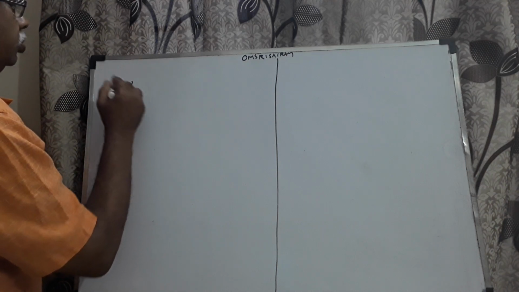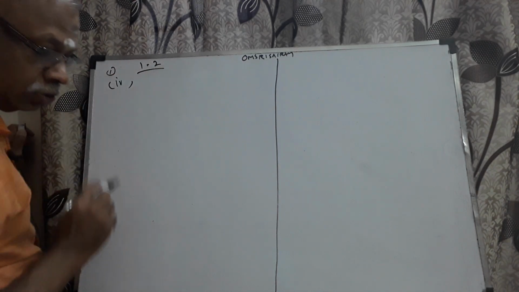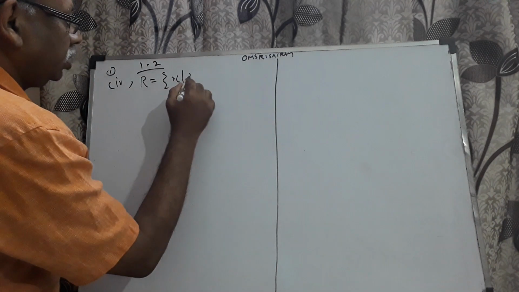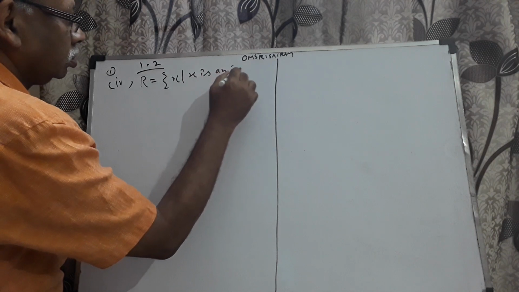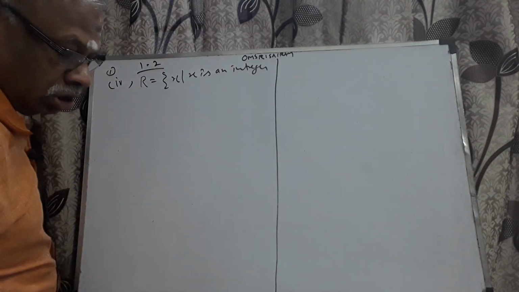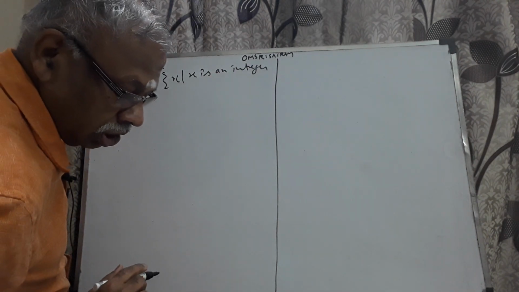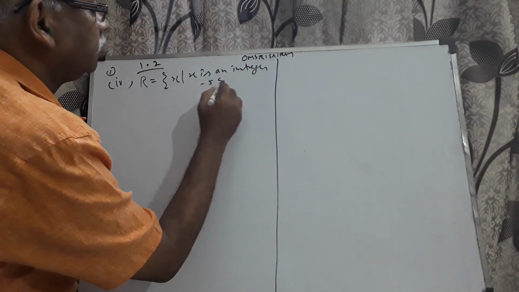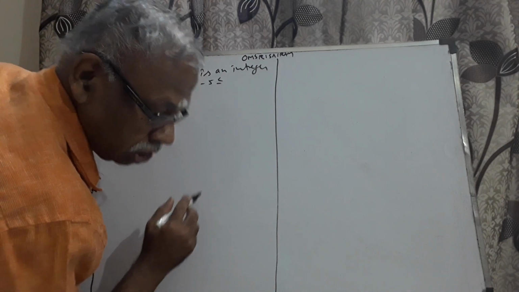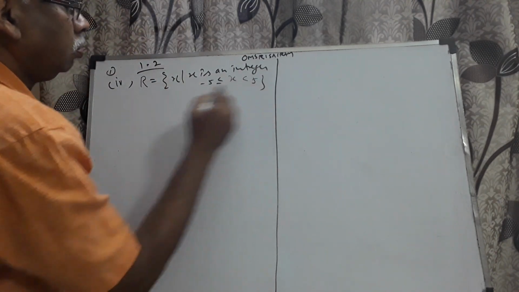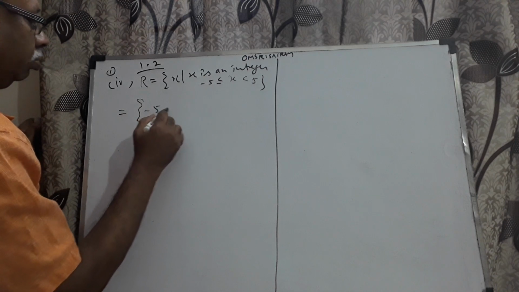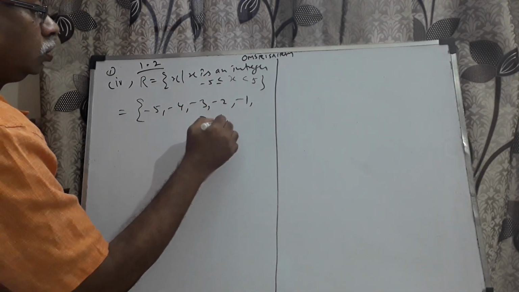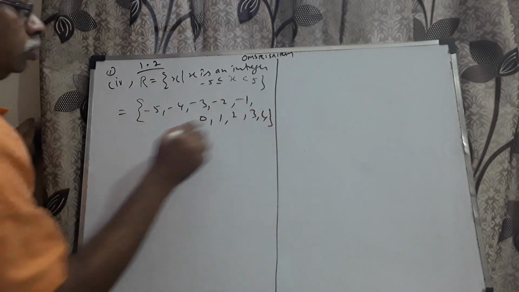The fourth solution of the first sum in 1.2 tells you R equals {x : x is an integer, minus 5 less than or equal to x less than 5}. How do you list it out? I can list the elements: minus 5, minus 4, minus 3, minus 2, minus 1, 0, 1, 2, 3, 4. It goes only up to 4.